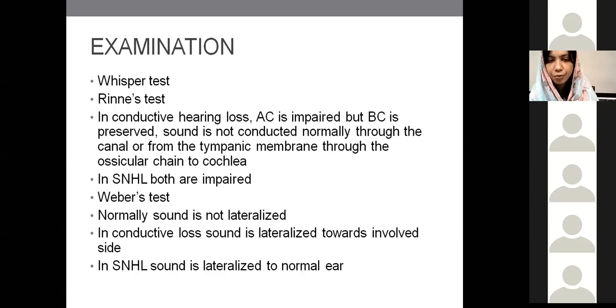And then the Weber's test. In the Weber's test, you basically have to place the tuning fork in the center, on the vertex, and check the lateralization of the sound. What is the interpretation of the Rinne's and the Weber's test?